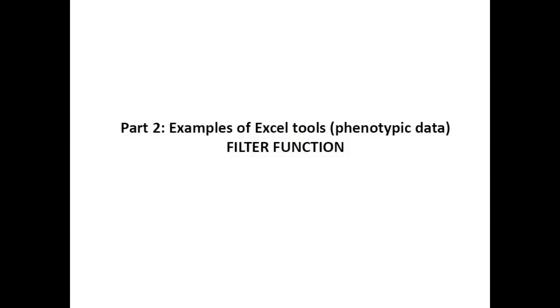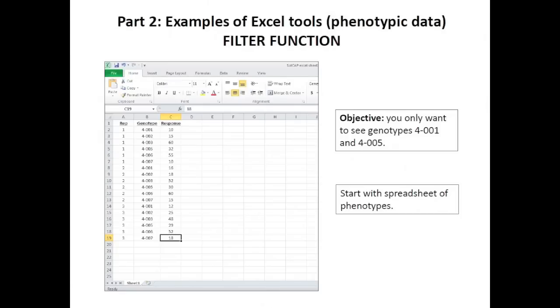So part two, some examples of Excel tools, and again, just to reiterate, I'll start this section with phenotypic data. And first I'll start with the filter function. The objective of the filter function is that we only want to see certain parts of our spreadsheet. So for this spreadsheet, in A I have rep, B is genotype, and C is response. So this is a phenotypic data set, and we only want to see 4.1 and 4.5.